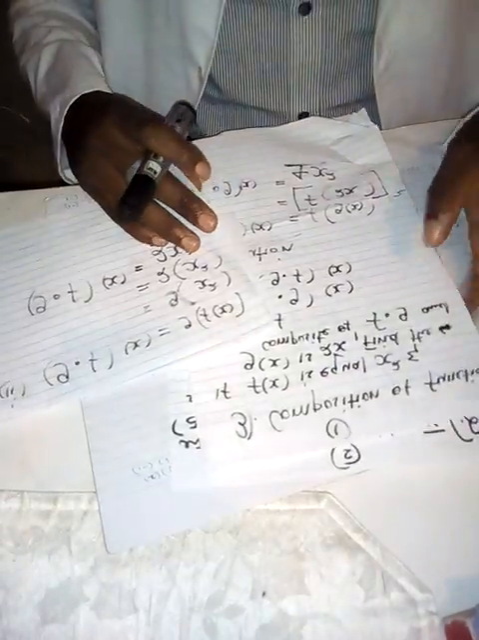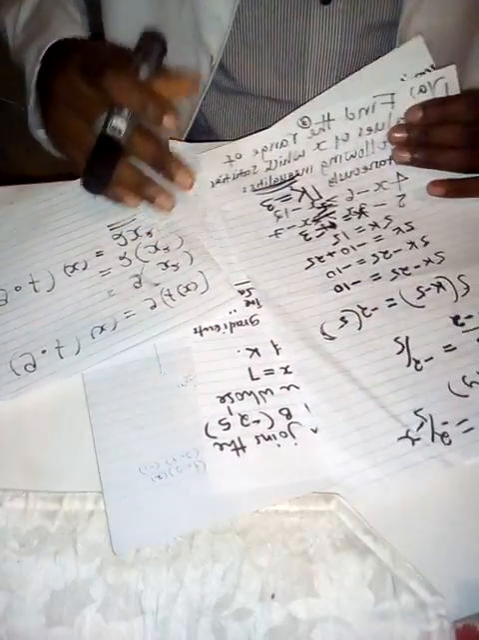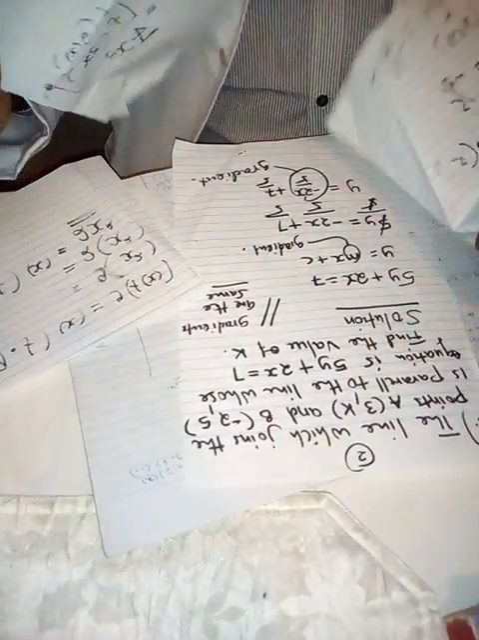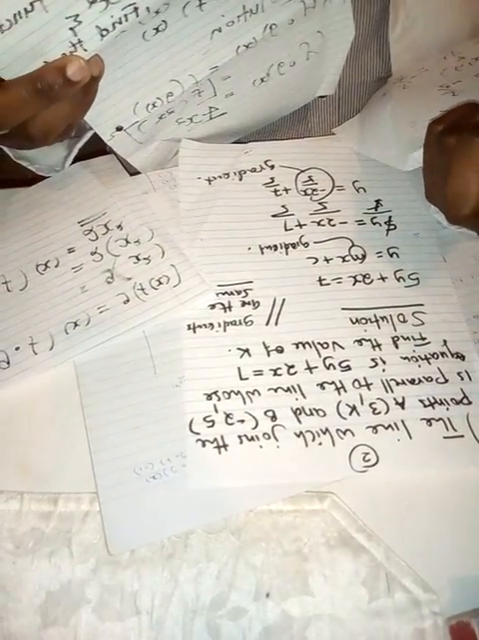I don't know if this one is clear. The third sum. This is the third sum. Where is it? Is this one?